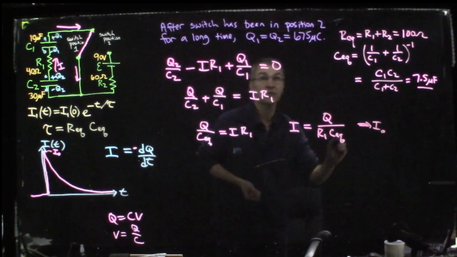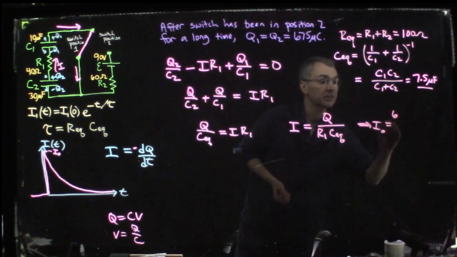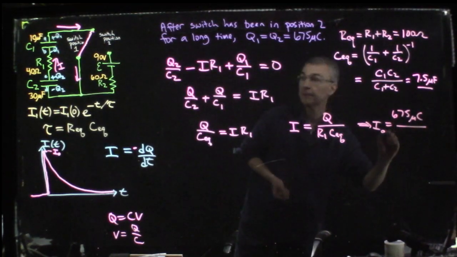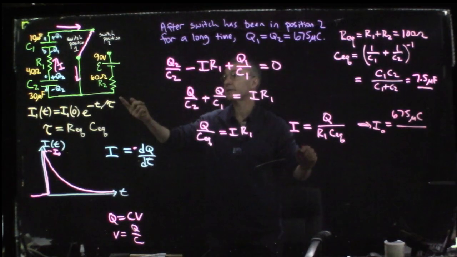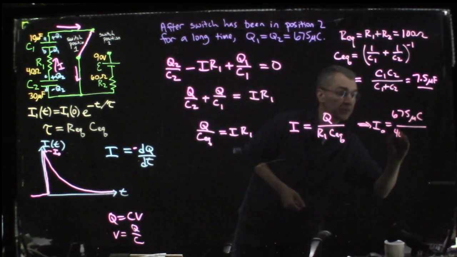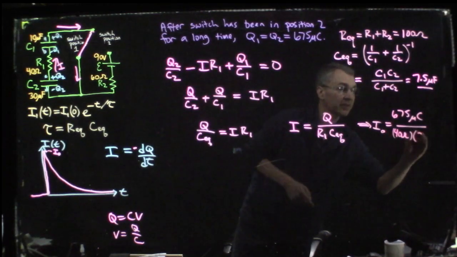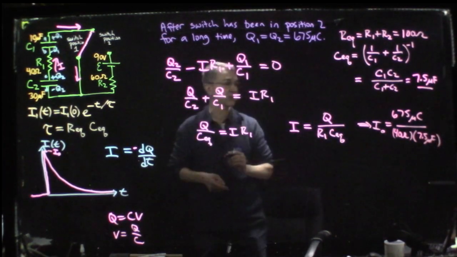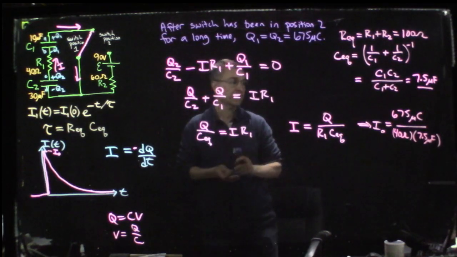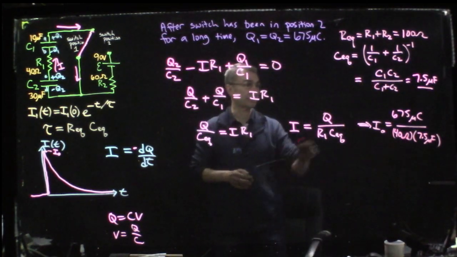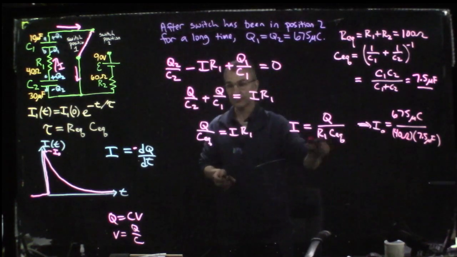The current at time 0 is going to be 675 microcoulombs divided by R1, which is 40 ohms. And then this equivalent capacitance is still 7.5 microfarads, because both capacitors are still connected. Okay, so that's the initial current, so we can evaluate this constant.